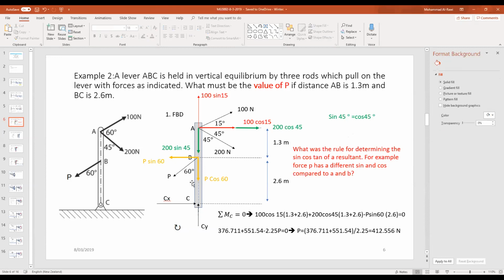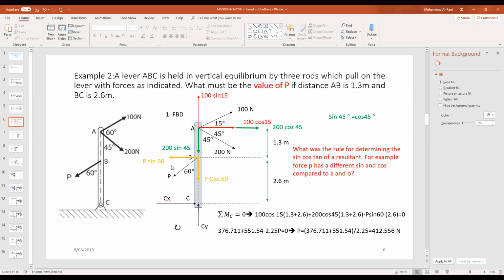So what we learned in this question is that when you go from the direction of the force towards the angle, it's always cosine. When you go far away from the angle, in that direction, always use sine. So that's the easy way. From here towards the angle, P cosine 60. Going away from the angle, P sine 60. That's the easy way to remember it.